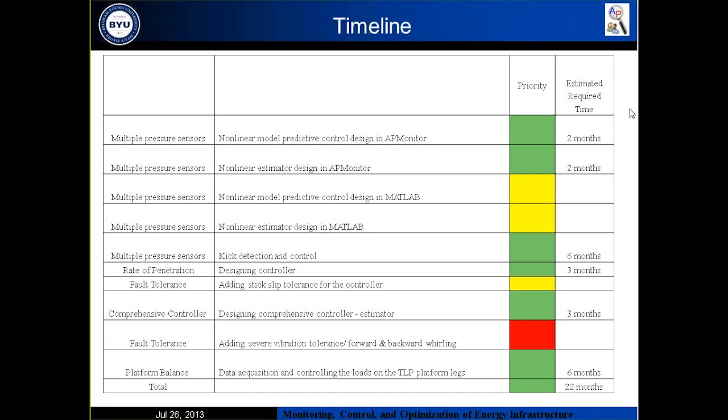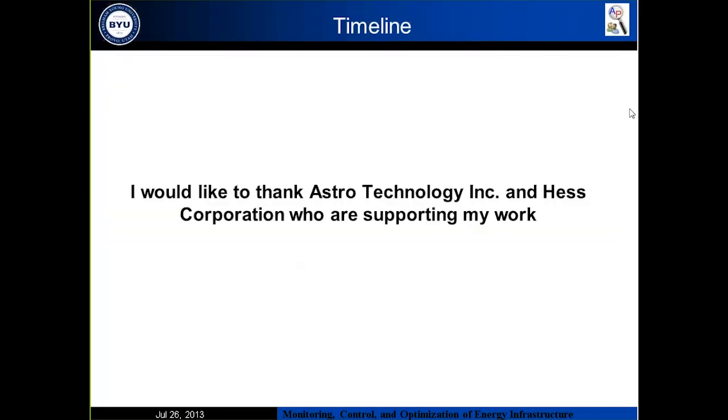For the multi-predict controller, I will use MATLAB and MATLAB solvers. And for the nonlinear estimator, I am planning to use Kalman filters on that part. And my third priority is adding fault tolerance for vibration and also stick slip conditions. I will do that if I have extra time.